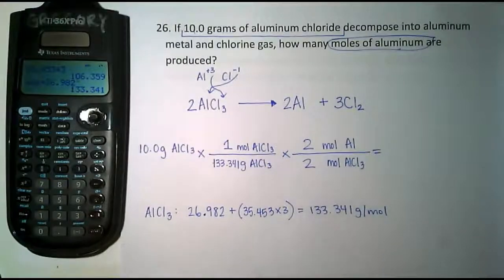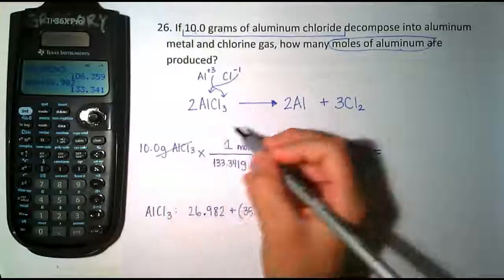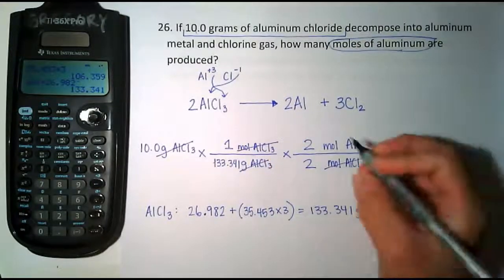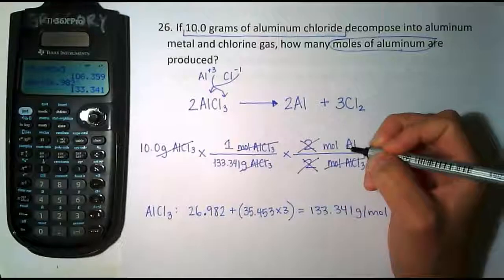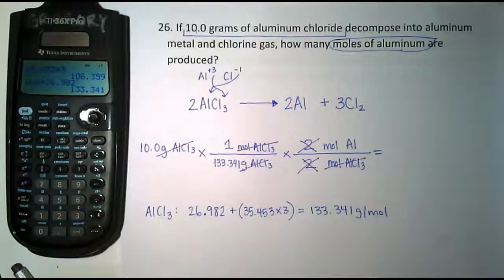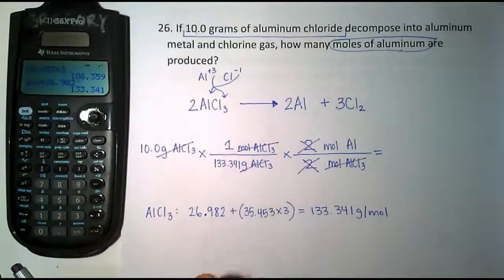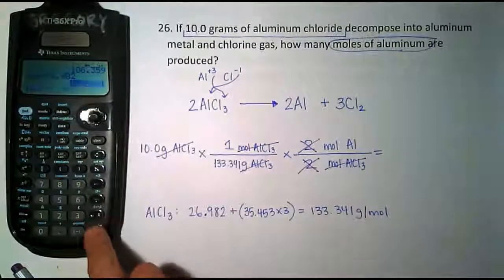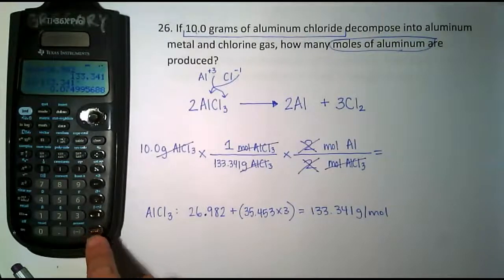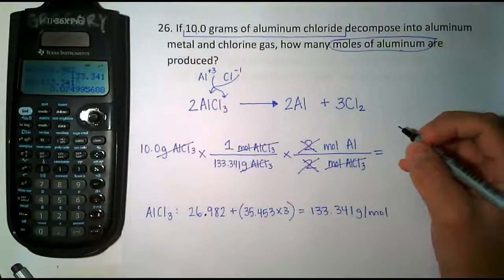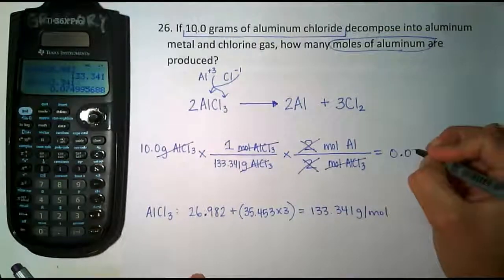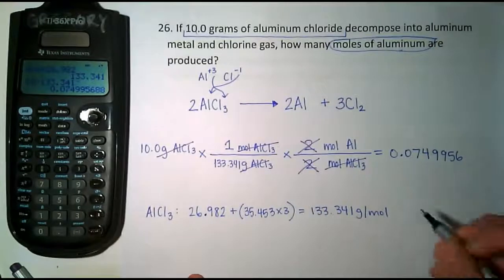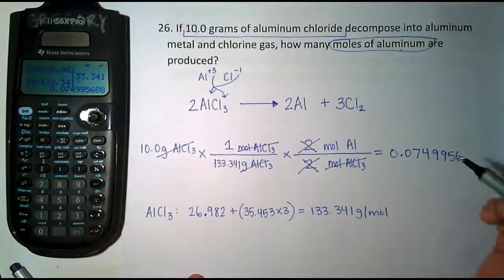So let's cancel some units here. Grams of aluminum chloride cancels out. Moles of aluminum chloride cancels out. These 2's can cancel out. So all we need to really do in our calculator is do 10 divided by 133.341. So I'm going to do 10 divided by my previous answer. And that gives me 0.07499956. Some more numbers, but we need to round to just 3 significant figures.